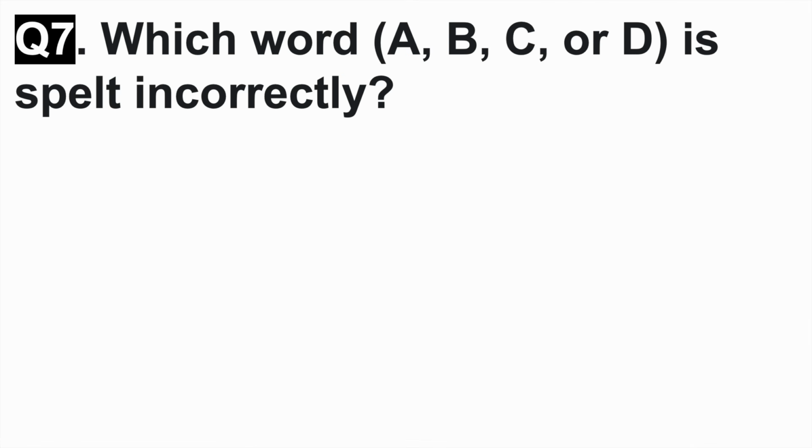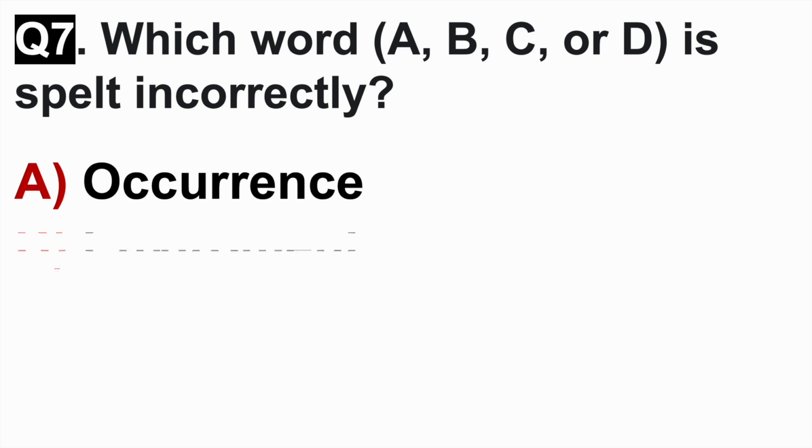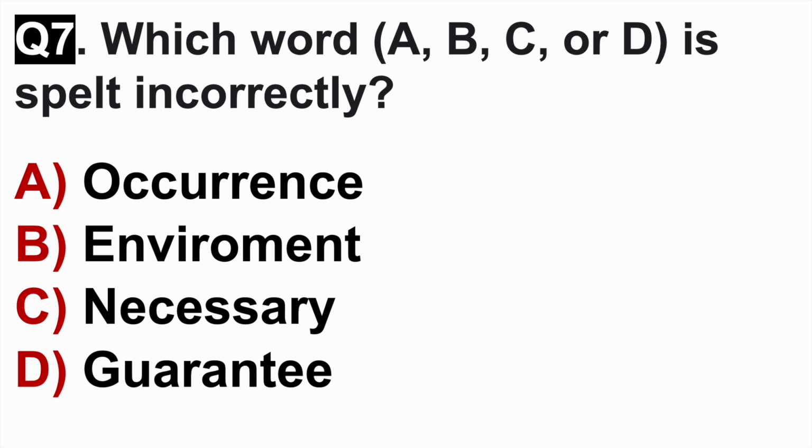English language test question number 7. Which word A, B, C or D is spelt incorrectly? Make sure you read the question carefully at the real test. There is only one word that is not spelled correctly. Which one is it? Is it A, occurrence, B, environment, C, necessary, or D, guarantee?